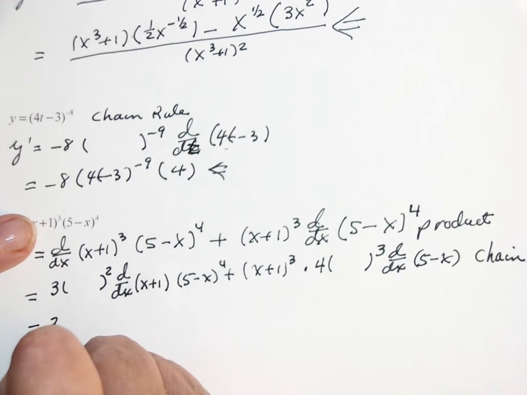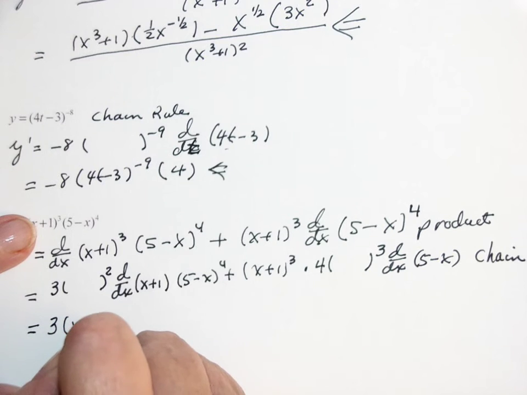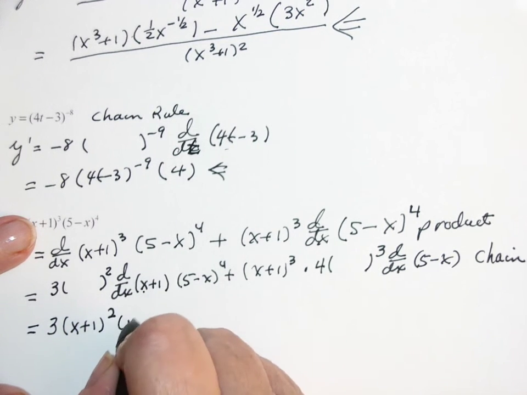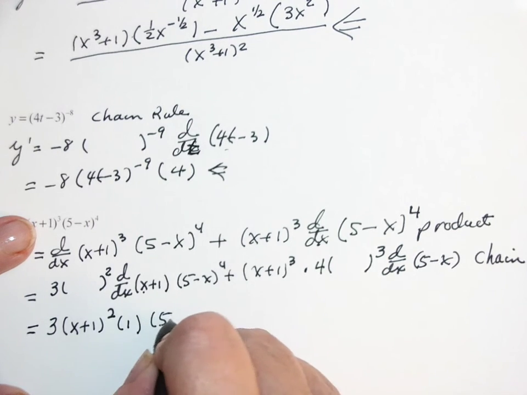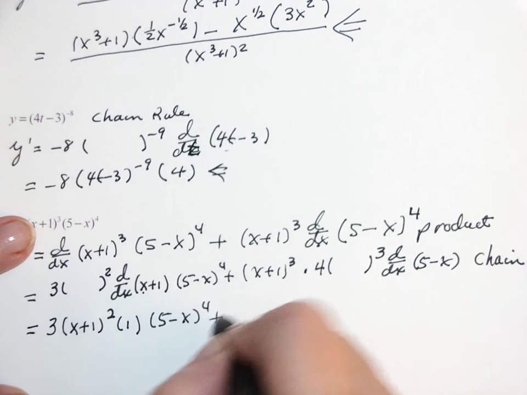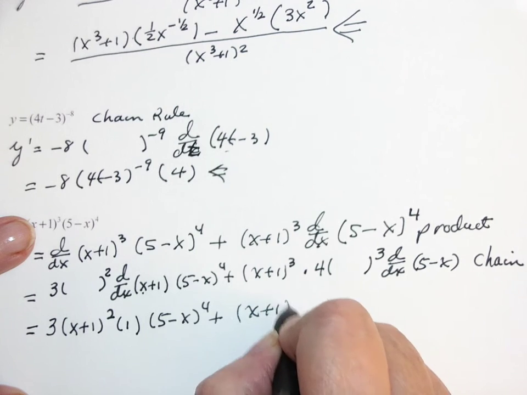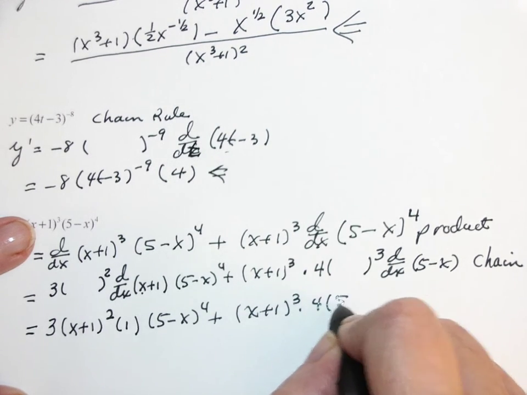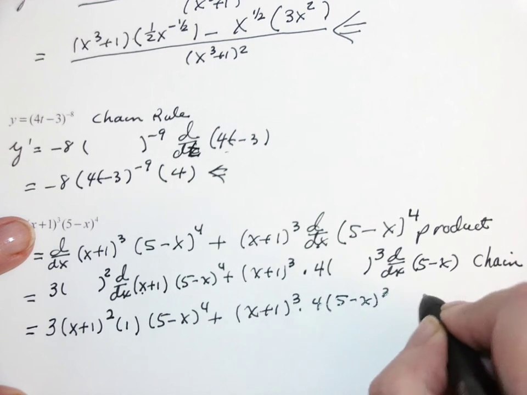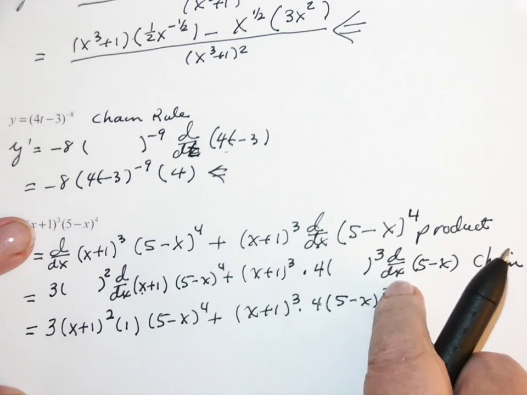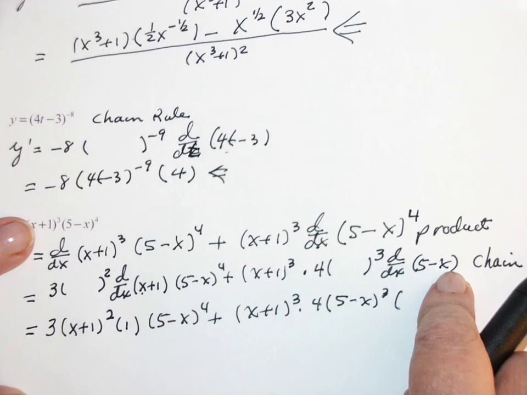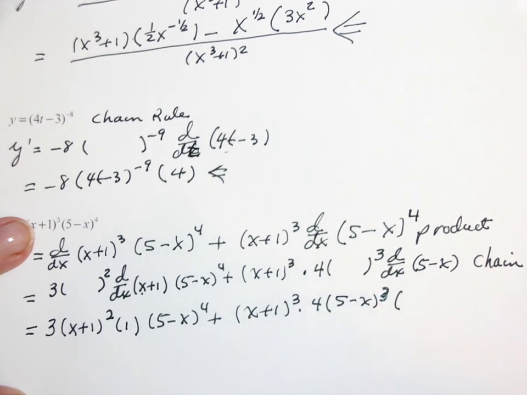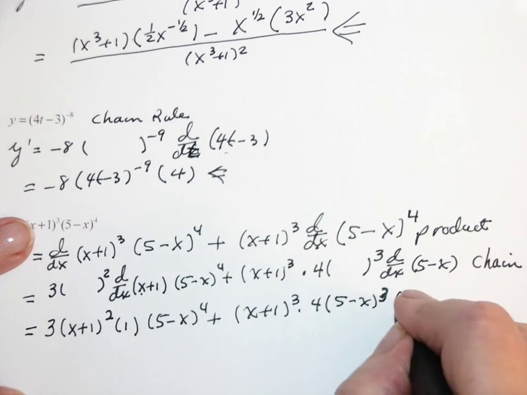So to finish this up, then the blob here is x plus 1 squared. The derivative of x plus 1 is just 1. 5 minus x to the 4th plus x plus 1 cubed times 4. Here the blob is 5 minus x cubed. And the derivative of 5 minus x is just minus 1.